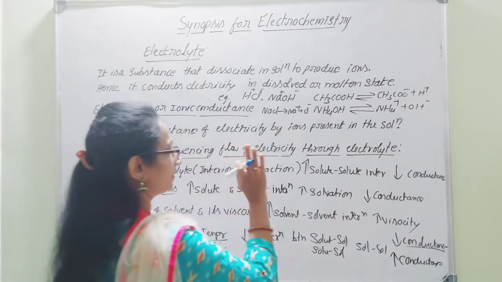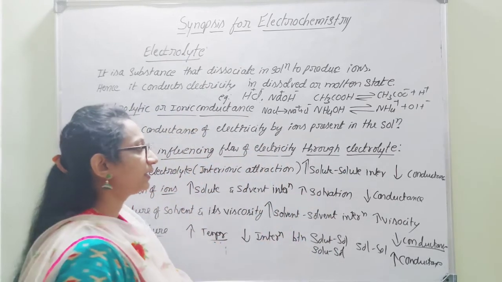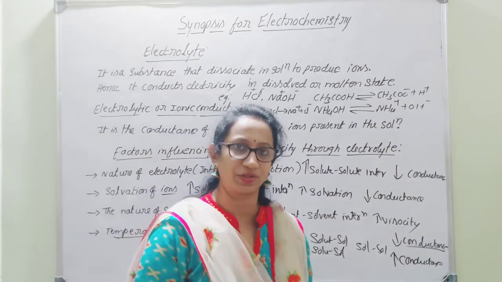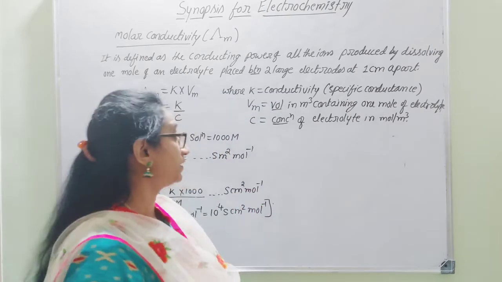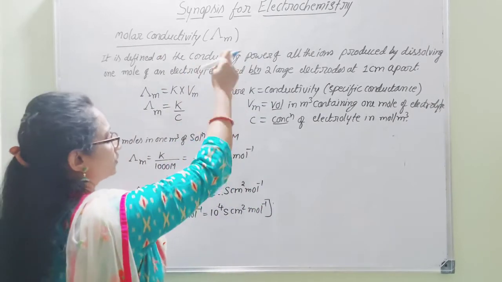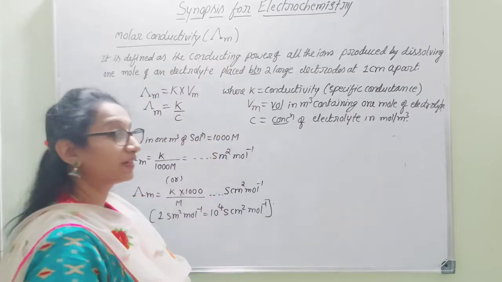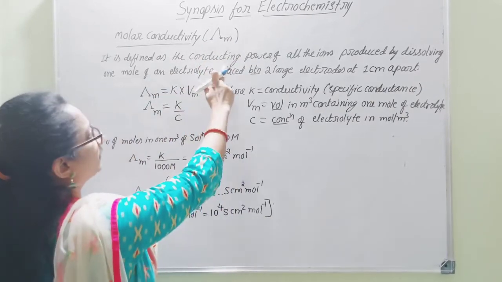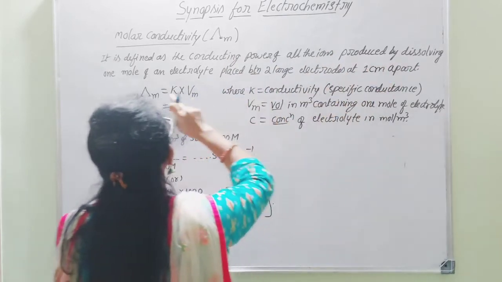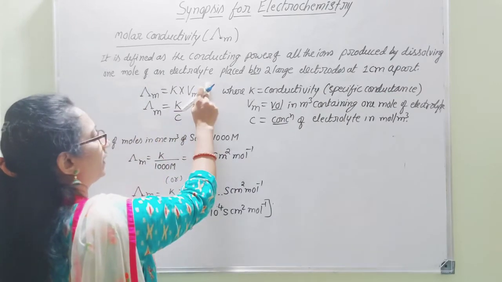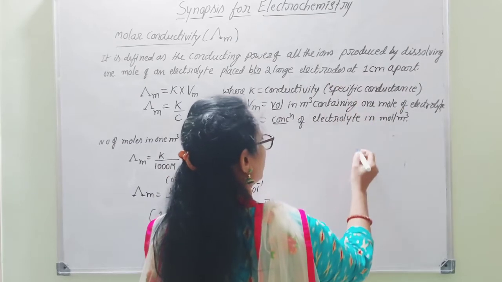We can decide whether there is an increase or a decrease in the flow of electricity through an electrolyte. The next topic is molar conductivity. Molar conductivity, as you know, is given by the symbol lambda m. How can we define this molar conductivity? It can be defined as the conducting power of all the ions produced by dissolving 1 mole of an electrolyte placed between 2 large electrodes 1 centimeter apart.